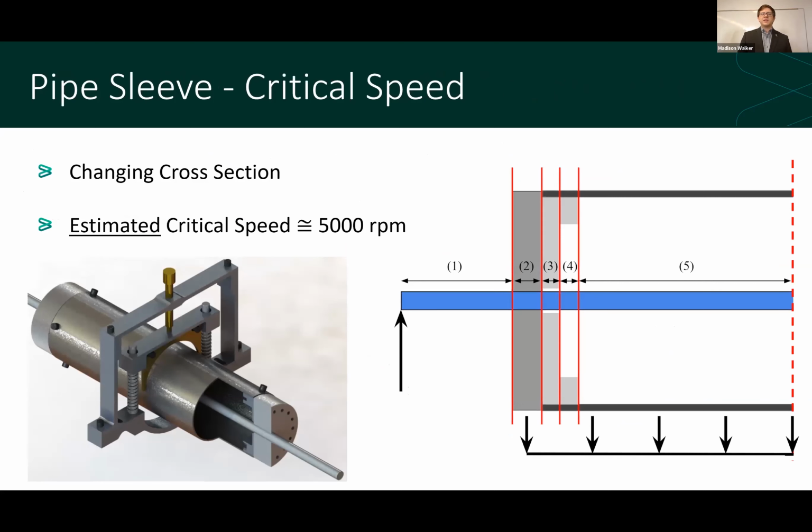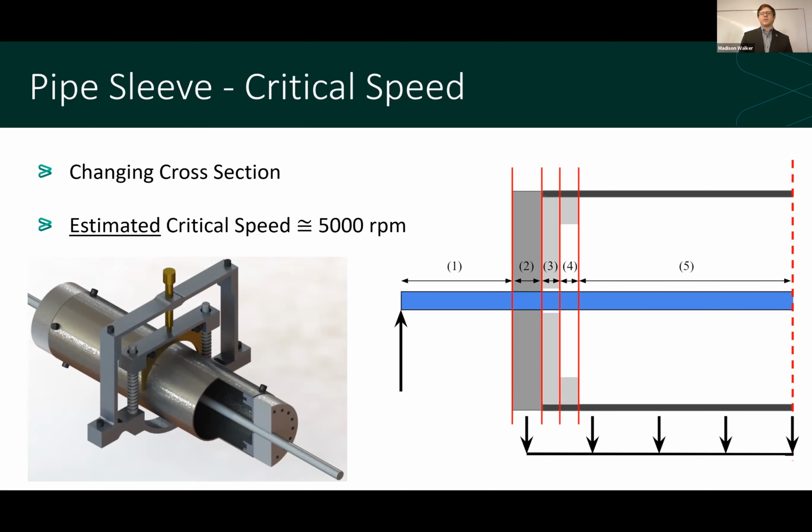For the pipe sleeve, we also had to find a critical speed, and this one was a little bit more complicated due to the geometry. To do this, we had to outsource to a paper that we found through our sponsor. In this paper, they broke up complex shapes such as this into different sections and summed the critical speeds of each section to find an overall critical speed.